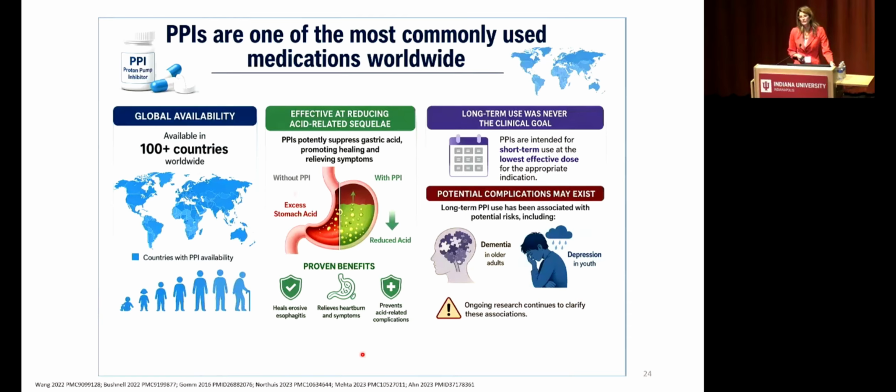And they're used in humans from near birth to older adults, right? Kind of across the lifespan. And they're wildly effective at what they're designed to do, right? They're meant to decrease acid-related consequences, but long-term chronic use was never really the clinical goal. The goal is to use for a period of time to reach remission and then discontinue as needed. But because access is ubiquitous for these medications, long-term use has become very common for folks. And so there's the potential for complications, and folks have looked at this.